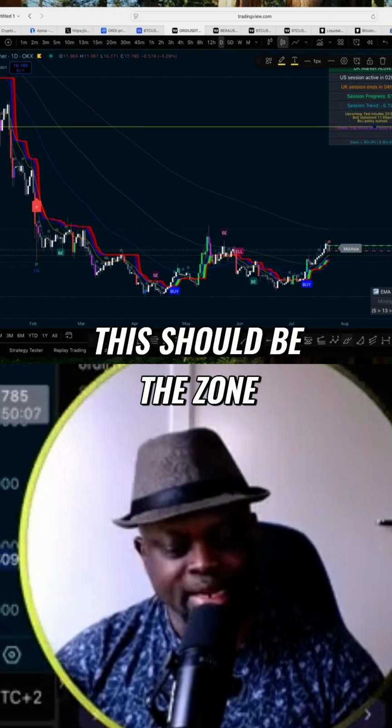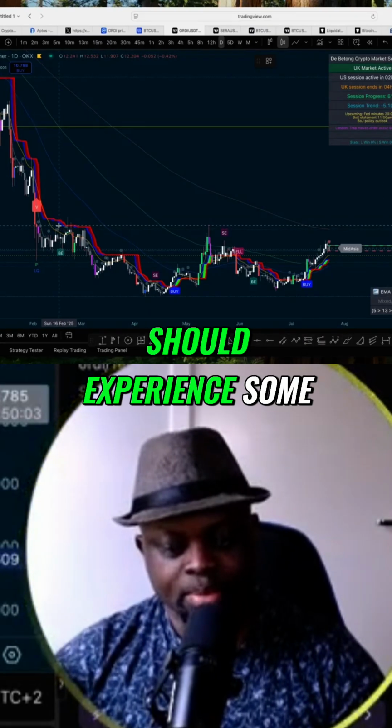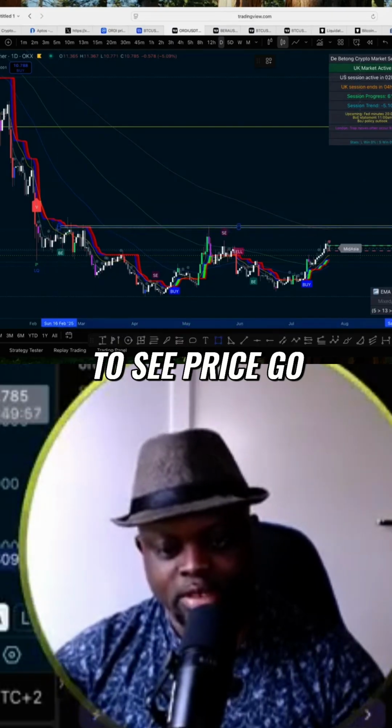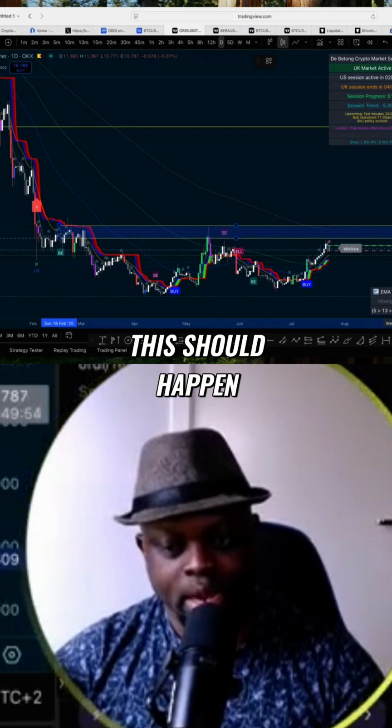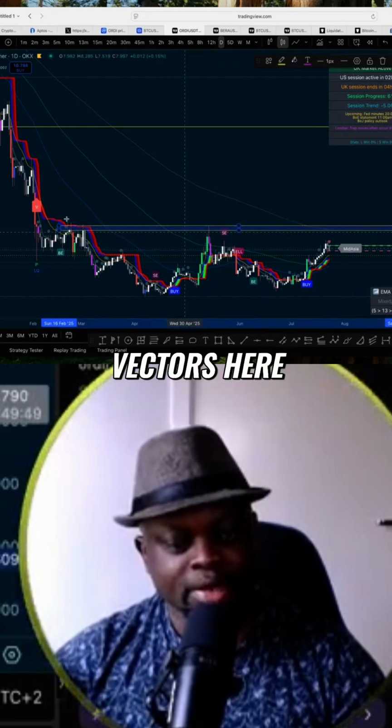This should be the zone because price has gone there before, this area. Yeah, we should experience some sort of minor rejection. Yeah, I think this week we're gonna see price go to $13 for AUD. This should happen, and from there we're gonna see a huge spike to recover these vectors here.